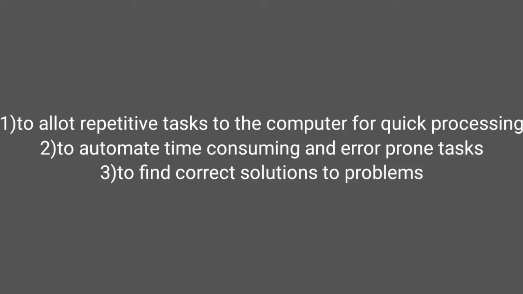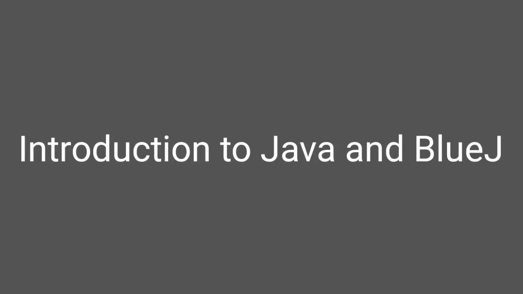Okay, so the third step is to find the correct solution to the problems. So these are the needs for programming, or these are the different purposes of programming. Now let us study the programming language known as Java. A program can be developed by using the software known as BlueJ.